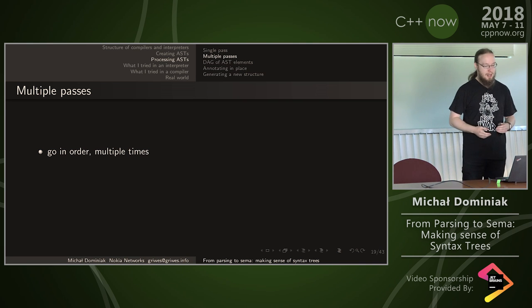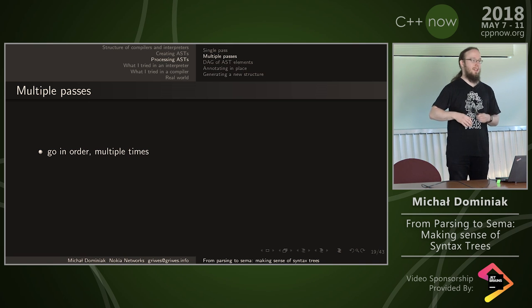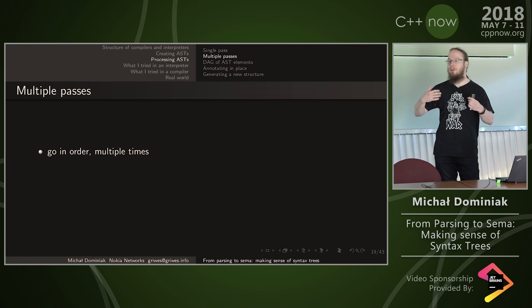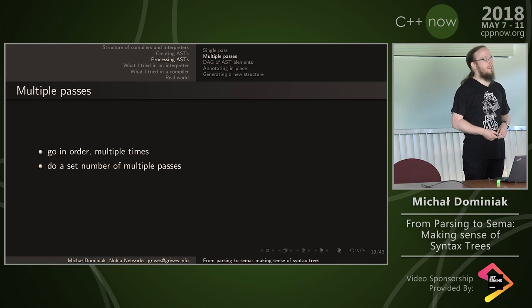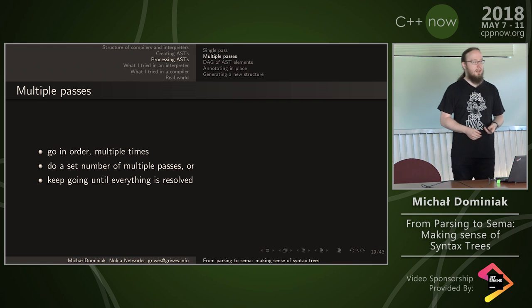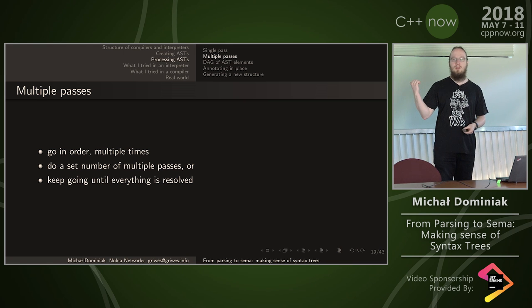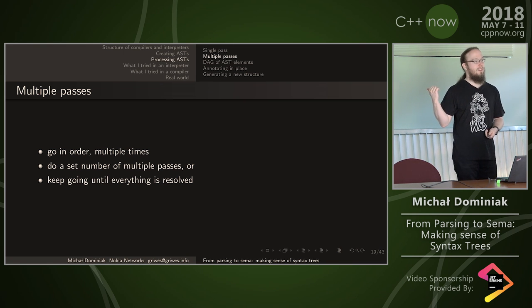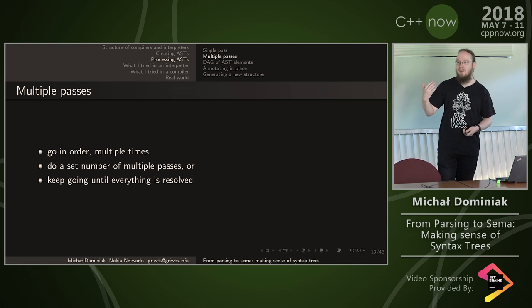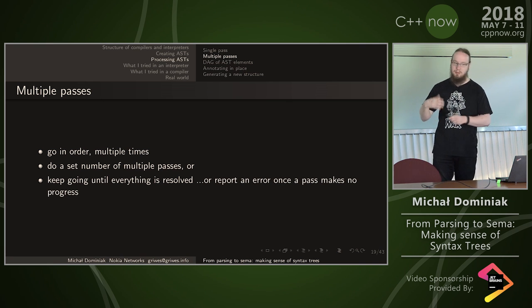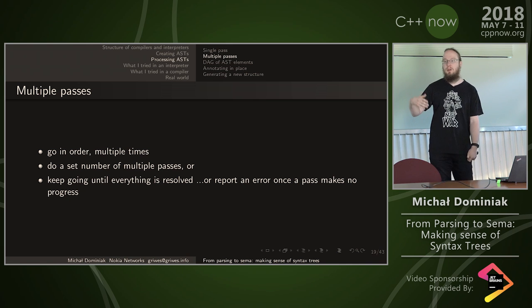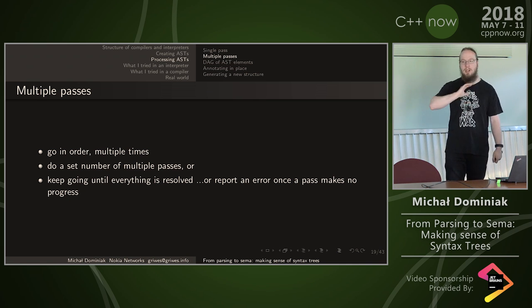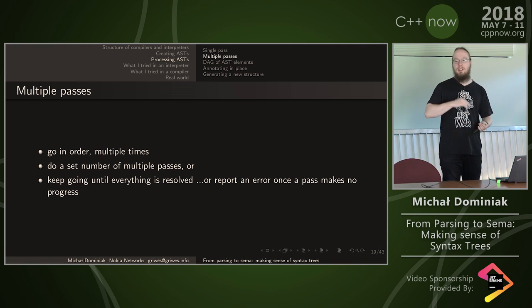We can have multiple passes. We can go in order. Of course, we could go in a different order, but we usually want to be deterministic in a compiler, right? So we pick an order, we always go in that order. But we can go through the AST multiple times. We can do a set number of iterations, and I'm sure there are some languages that actually do this. Or we can keep going until everything is resolved. Except this has a problem. Infinite loop. We can loop infinitely when the user does something wrong, doesn't understand how to write programs, etc. So we are probably going to just loop for as long as we make progress. When we stop making progress, we go out of the loop, we check whether we've actually resolved everything. If not, we tell the user that their program has a problem.